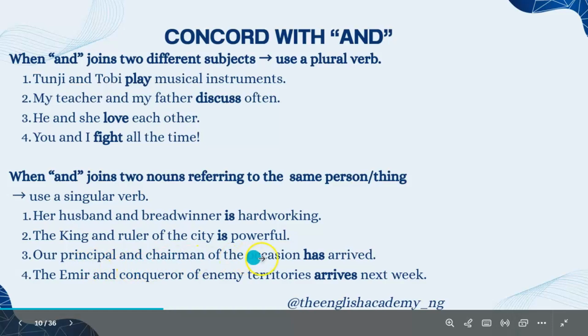Our principal and chairman of the occasion has arrived. This means our principal is also the chairman of the occasion. The emir and conqueror of enemy territories arrives next week. What this means is that the emir is the same person as the conqueror of enemy territories. That's why we use arrives and not arrive. Now look at this other one.